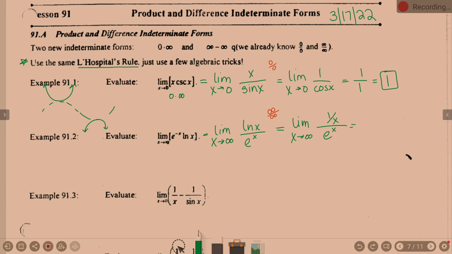The other way you can think about this, Ethan mentioned keep, change, flip. The idea would be this 1 over x, the 1 would stay on top, x would go down to the bottom, and this would become 1 over x e to the x. And when you have that, you end up with 1 over infinity, and same idea, that is approaching 0. So either way, you'll get there.